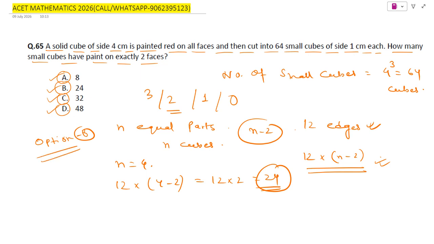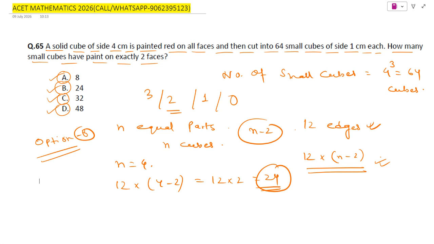Now let's verify our answer logically. Each edge has 4 cubes. Remove the two corner cubes. Remaining cubes will be what? 2. And there are 12 edges. So therefore 12 times 2, 24 is the answer, confirmed. Okay.